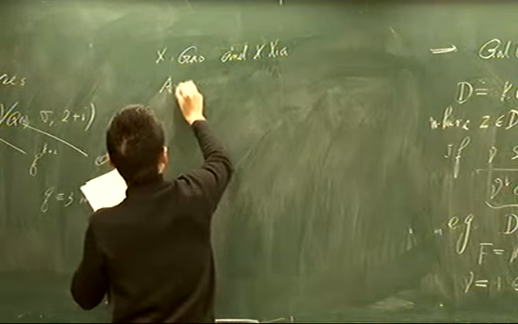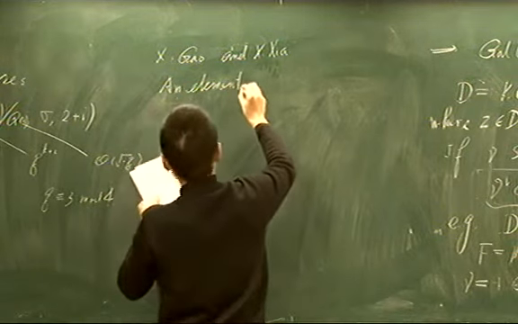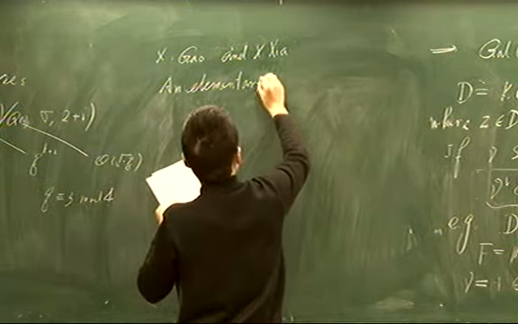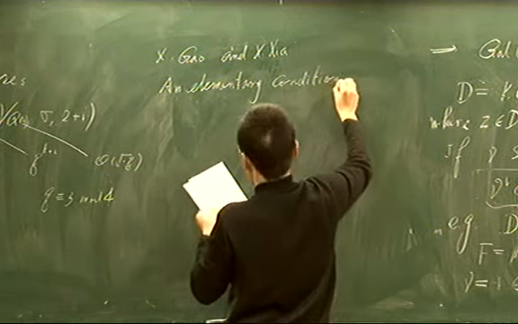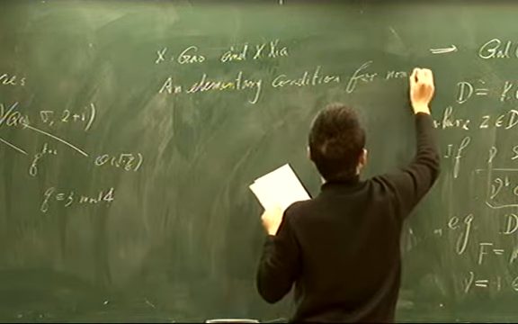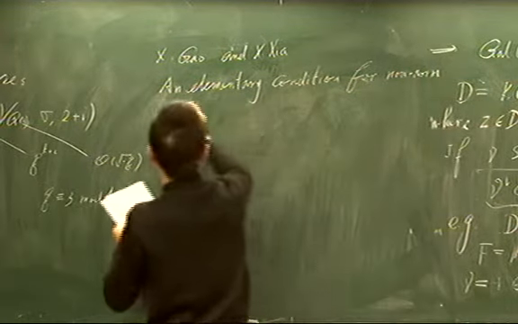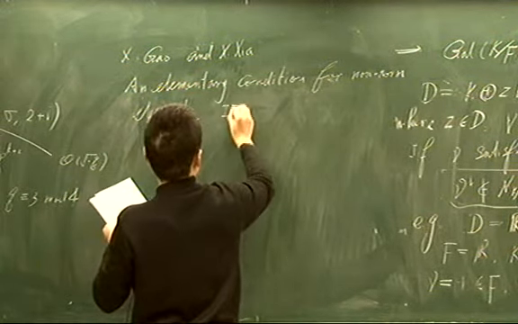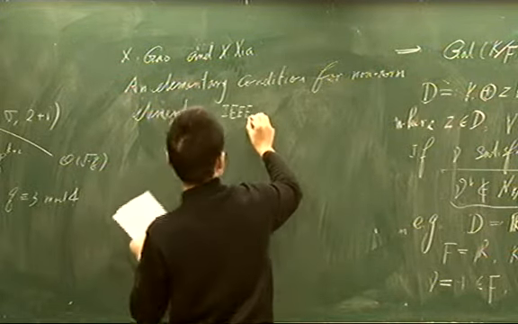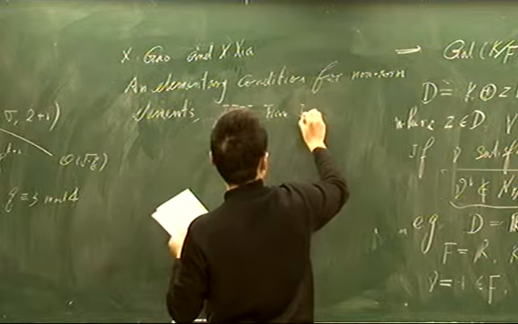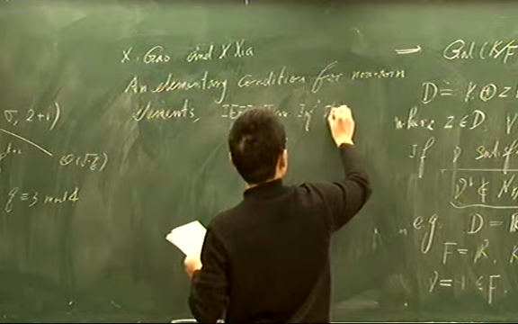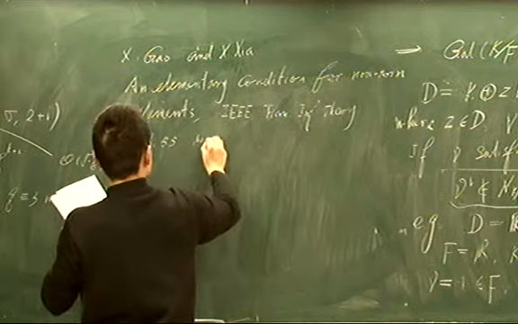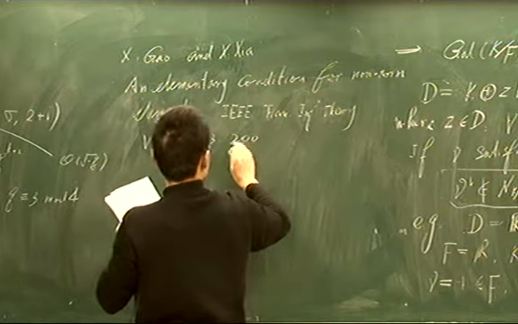His paper title is "Sufficient condition for normal elements". It was published in IEEE Transactions on Information Theory, volume 5, number 3, 29.